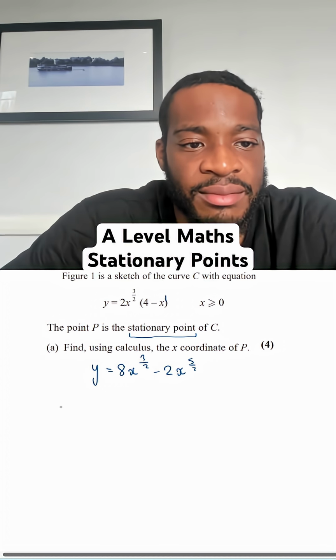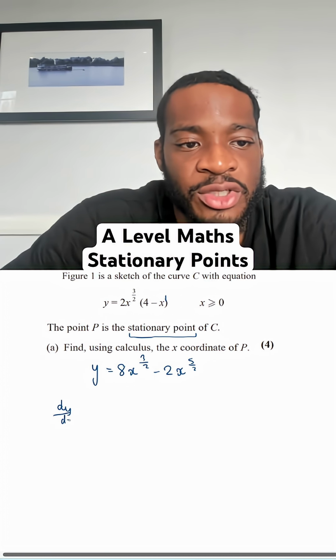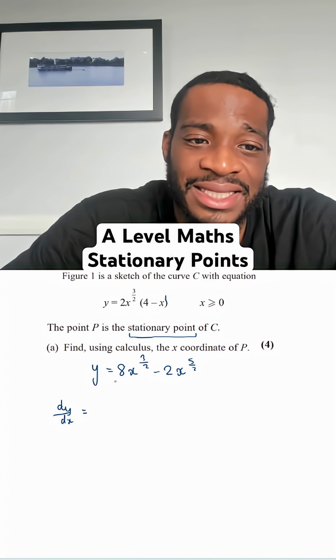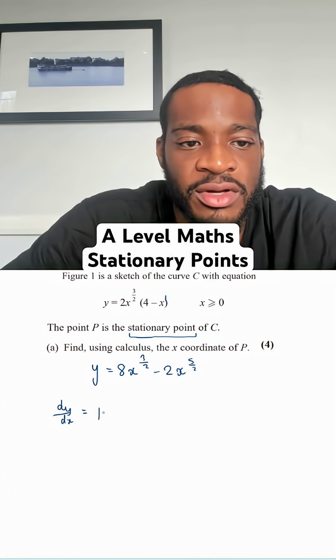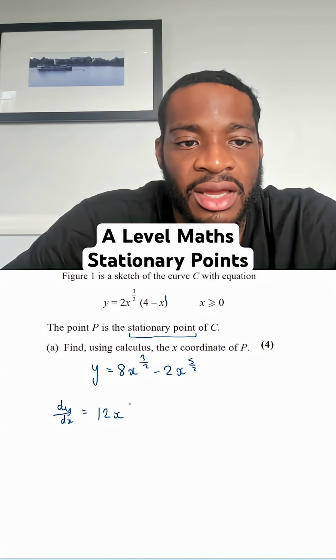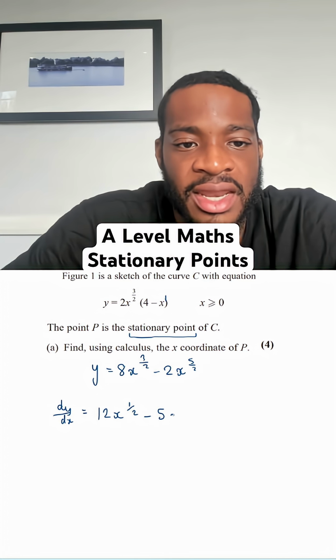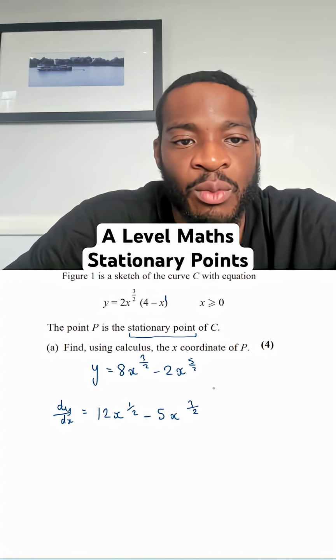So we're here, and now we need to just differentiate that. So that's going to be dy over dx. Remember, just bring the power to the front, take away 1 from the power. So 3 over 2 times 8 is 24 over 2, which is 12. So 12x to the, take 1 away, a half, minus 5 over 2 times 2, the 2s cancel, so 5. And then take 1 away, it will be 3 over 2. So that's dy dx. Remember, we want it to be equal to 0 to find the stationary point.